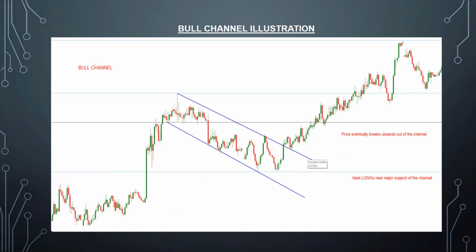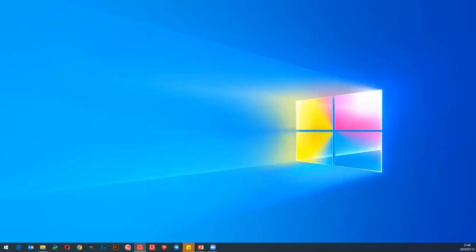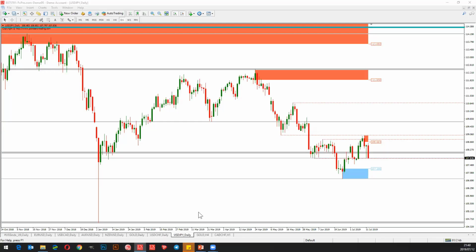So now I'm going to show you a good example. I need to share the screen with you now. Right. Can you see the MT4 chart? I need to share it again. Right, I'm sure now you can see the MT4 chart.